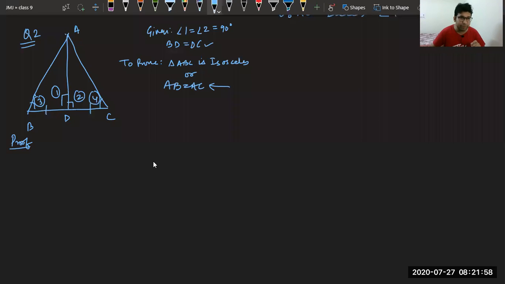In triangle ADB and... yes, very good. Now before starting, tell me, how shall we prove this? What do we know, or how should we prove it? We know angle 1 equal to angle 2, BD equal to DC, and AD is common. Very good. So you can just prove it by SAS criteria.